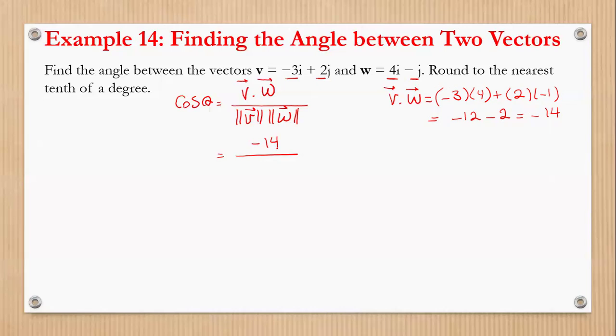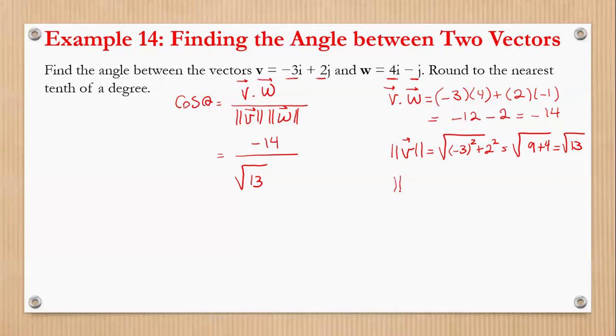Now we need to find the magnitude of each vector. The magnitude of vector v, which is the square root of a squared plus b squared, which is -3 squared plus 2 squared. That's 9 plus 4, and that's the square root of 13. And 13 is not a perfect square, and I cannot simplify that because that's a prime number. There is no factor for that.